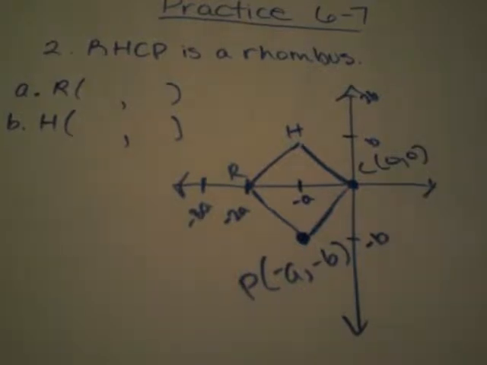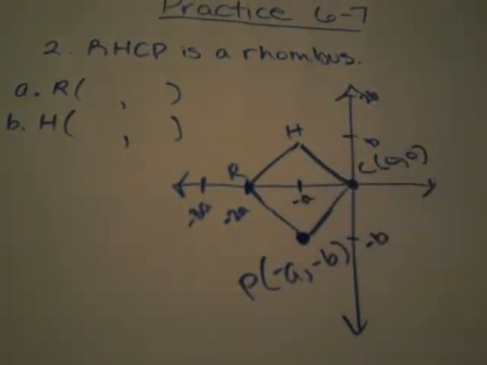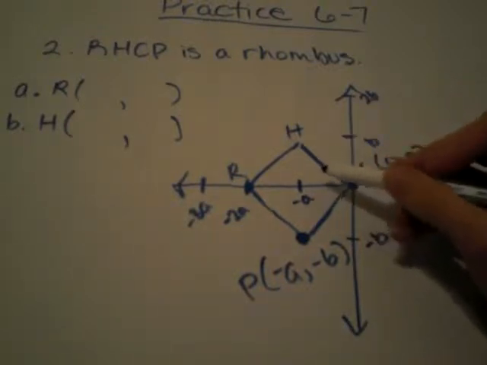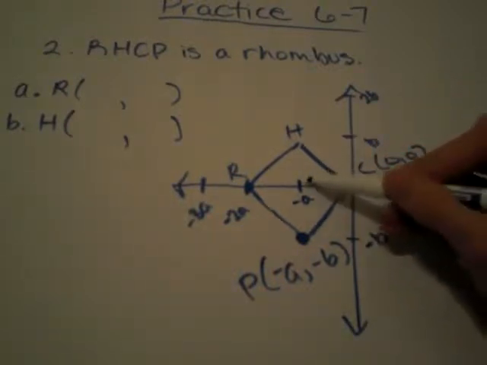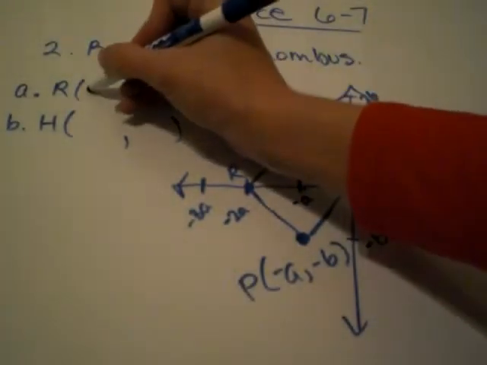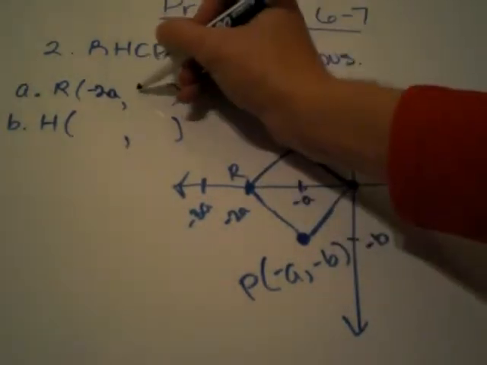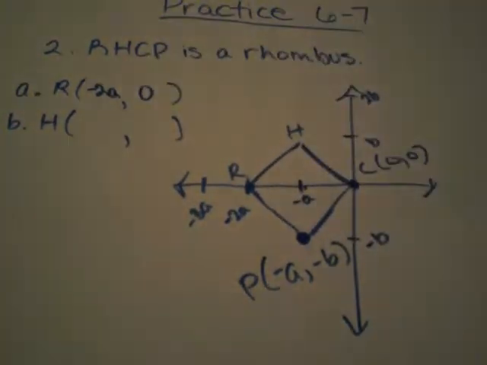So our first letter, A, is looking for the coordinates of point R. Point R is over here. And again, this is a rhombus, so we know that it is symmetric on both sides. So in order to find R, we have to go 1a, 2a backwards. So this is going to be -2a, but we don't go up at all, so the y-coordinate will be 0.